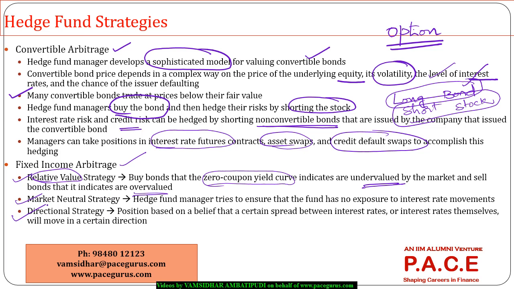Or in some cases they will try a directional strategy. They will have some kind of a bet on the movement of the interest rates. They feel that the interest rates are going to move up in the future, so they will try to position their investments in such a way that they get the benefit out of it. So they have some kind of a belief relating to how the interest rates are going to move in the future, or in some cases they may even bet on the spread between the interest rates, and based on that they will create their long and short positions accordingly.